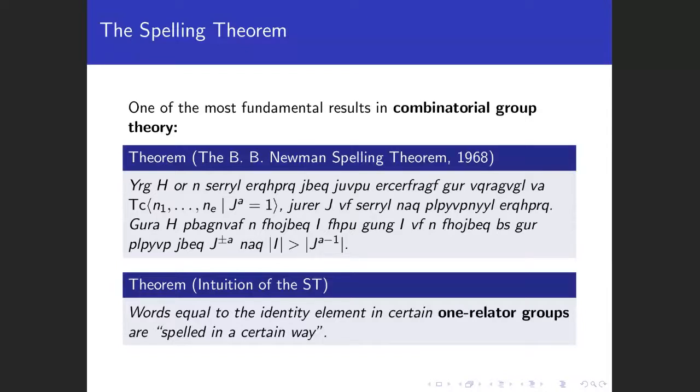Now, this means absolutely nothing if you don't know what a one-related group is or what a word is or what the identity element is, but it's something to do with spelling. This name, spelling theorem, doesn't come from nowhere. But there is something everyone staring at this screen right now, I mean, it's quite a peculiar looking slide with this sort of strange looking text in the middle.